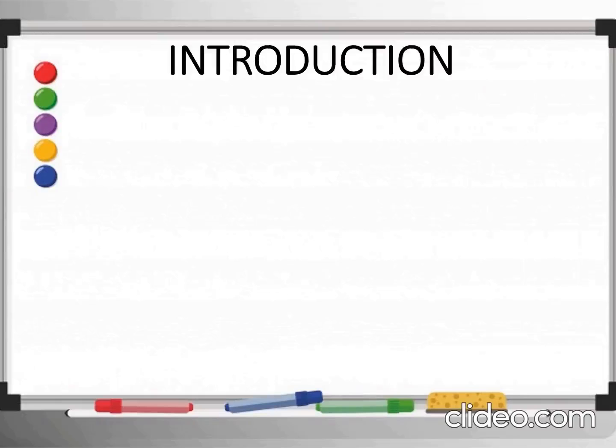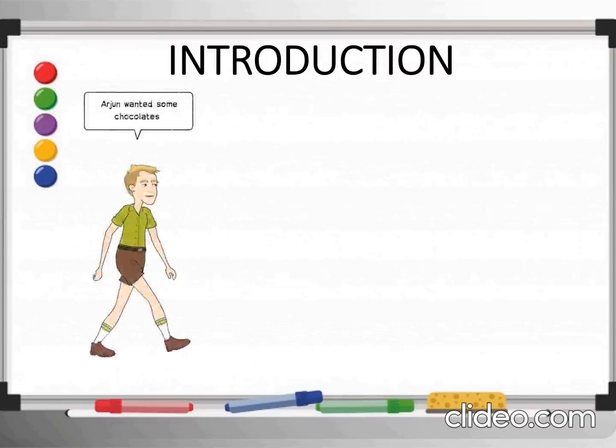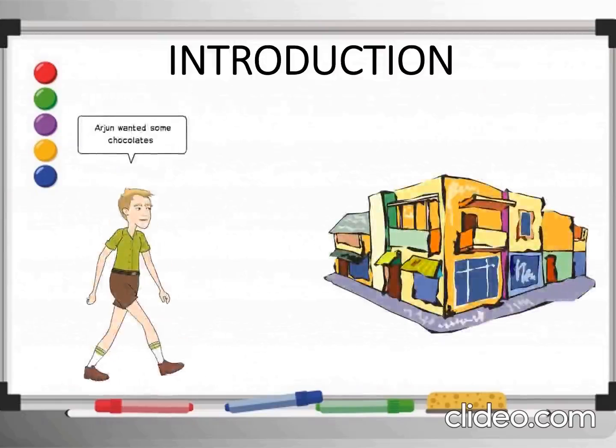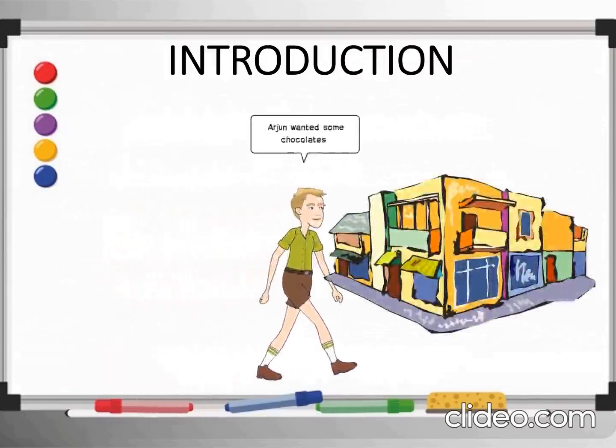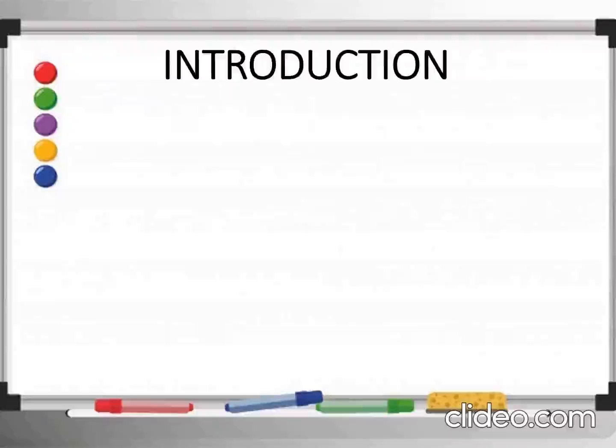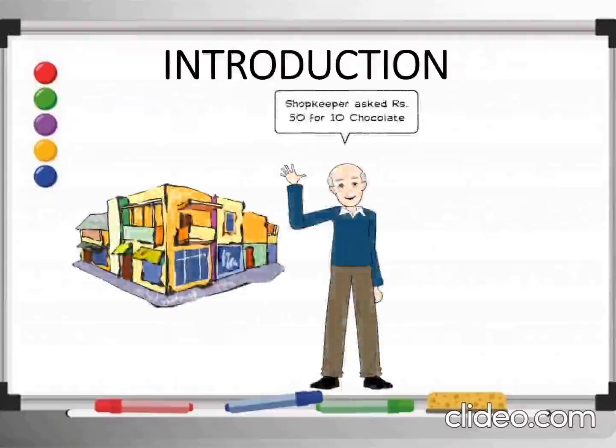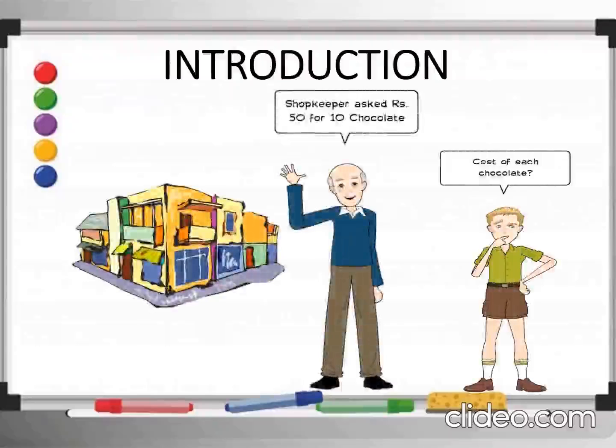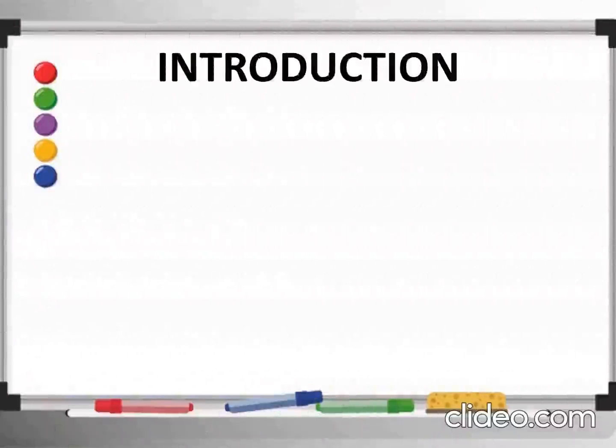Arjun wanted to buy some chocolates. So he went to the nearby shop. The shopkeeper asked him to pay 50 rupees for 10 chocolates. Arjun wanted to know the cost of one chocolate. Let us help him out.